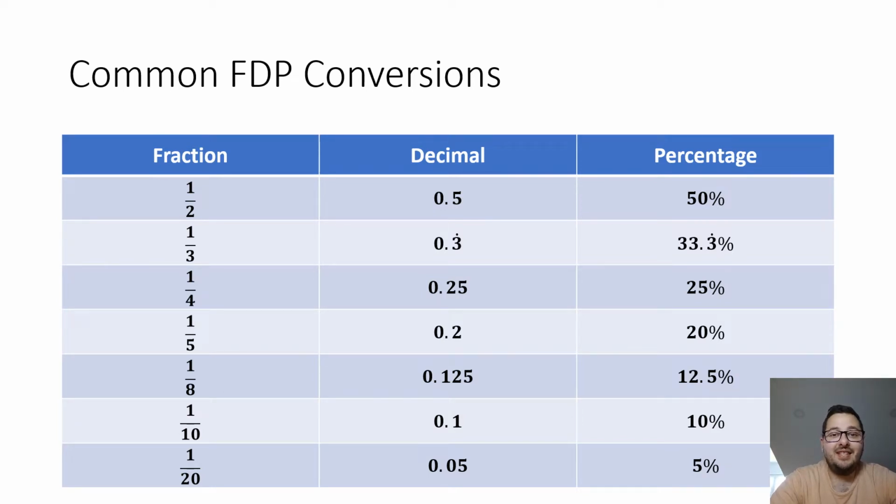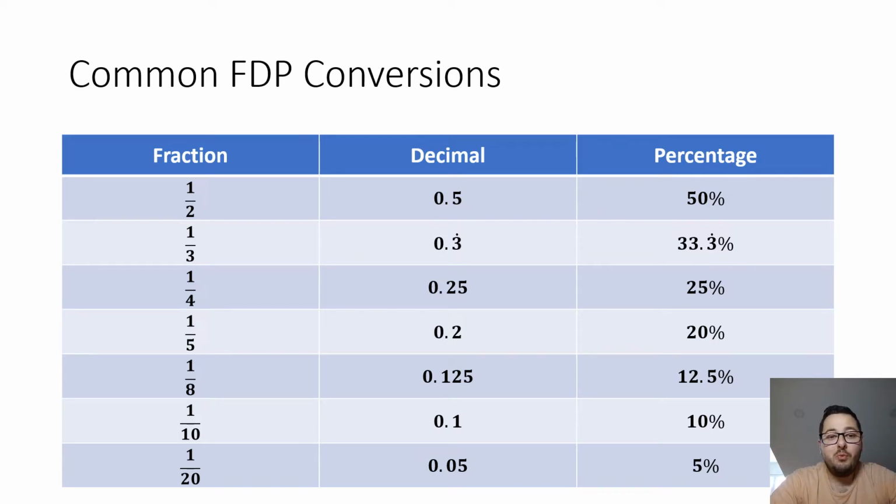Okay, so the first one is that half is the same as 0.5, so hopefully we all know this, and that's the same as 50%. So 100% is the whole thing, or if it's a decimal, 1 is the whole thing. So half is 0.5 is 50%. A third is 0.33333 recurring, okay, or as a percentage, 33.333 going on forever.